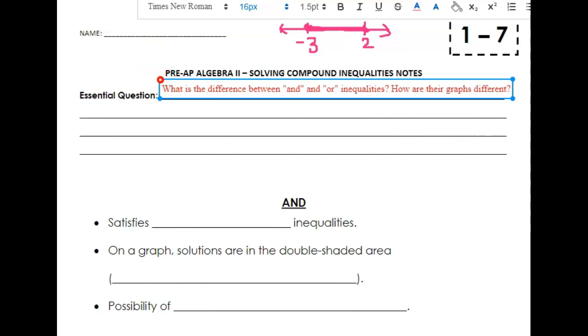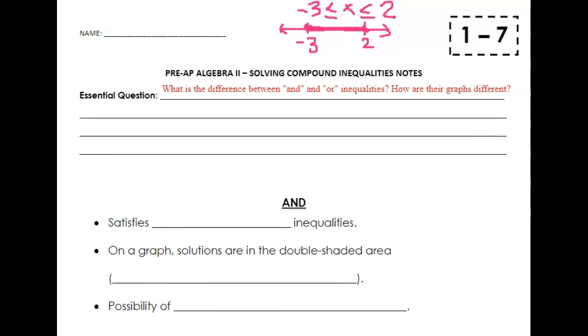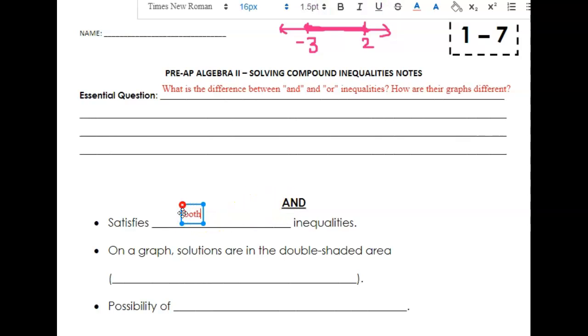Well, let's talk about candy. Candy is relatable to everybody, so we're going to talk about candy today. Let's say that I like candy that is both chocolate and peanut butter. So if I like candy that is both chocolate and peanut butter, you would say, you must really like what? Well, I must really like Reese's, because Reese's is both chocolate and peanut butter. So it satisfies both. So and inequalities satisfy both inequalities that are there.